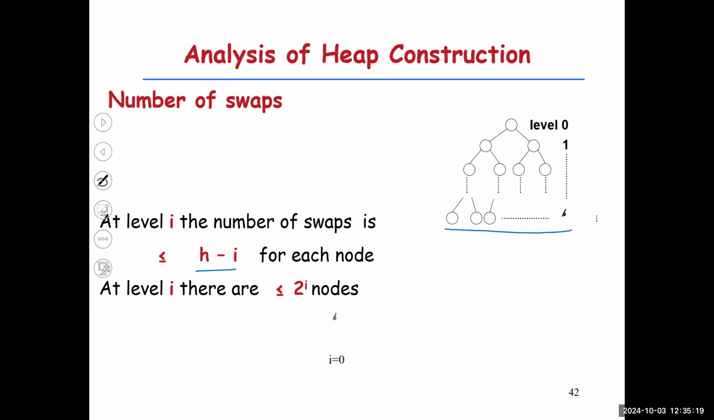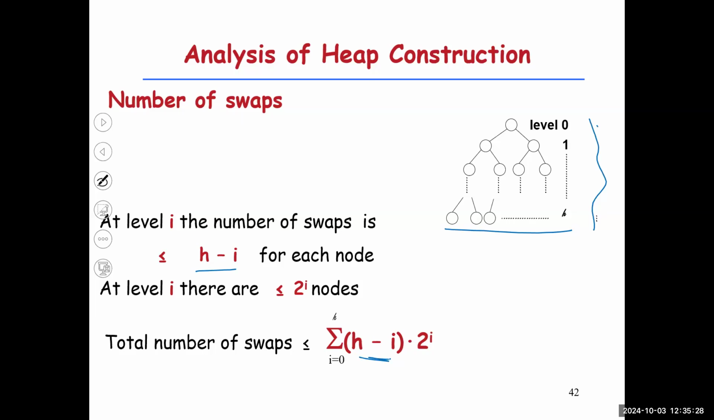So what can we conclude in this case? That the total number of swaps, I need to add them. Each time, it's costing me h minus i swaps, right? So this one cost me h minus 1 swap. This one cost me h minus 1 swaps. So for this level, how many swaps? h minus 1 times 4. Correct? So times the number of the nodes. So the idea here is the number of swaps times the number of nodes for each level. So I have to do the summation.